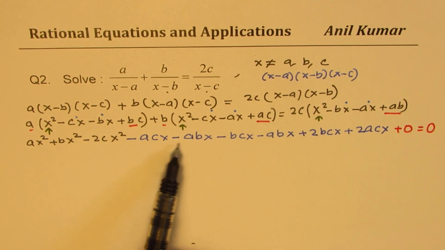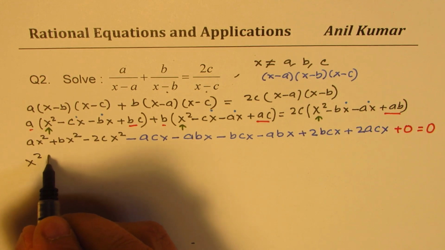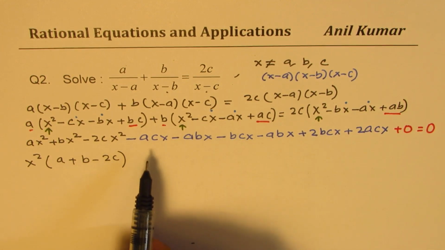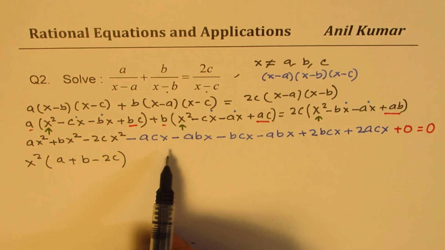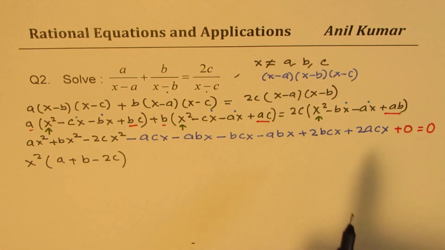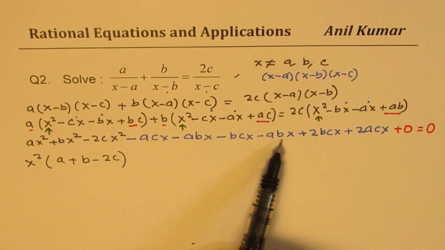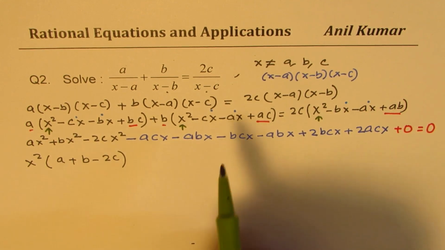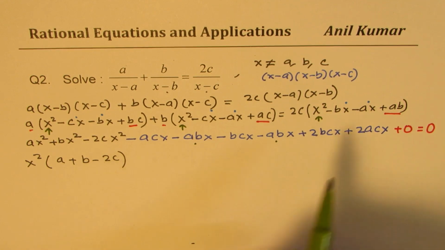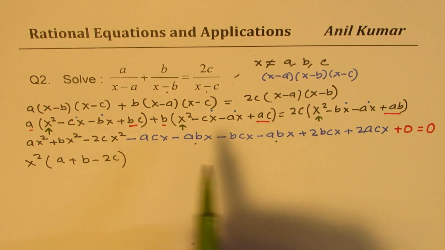So we have terms which have x squared in it and which have x in it. So let's rewrite this. Taking x squared common, I get a plus b minus 2c, correct? Now here, taking minus x common, we could take, or we could even take positive x as you wish. What are these terms? We got, see, acx, abx, bcx, abx. So we have these combinations of abx and abx. Do you see that? So acx and acx also we have a combination. So we could actually combine them. Do you see that part?